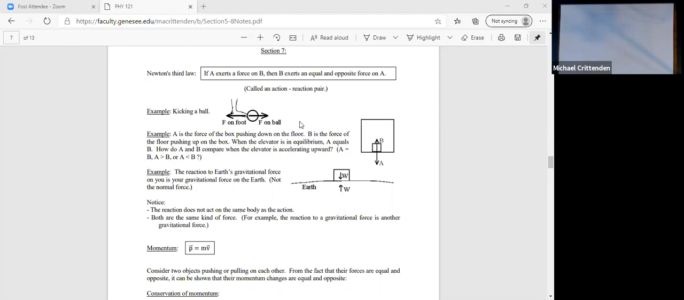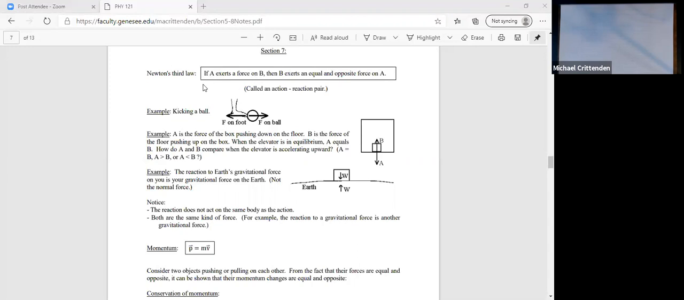You've got a box sitting in an elevator, or it could be a person. It's just boxes are so much easier to draw. So A is the force of the box pushing down on the floor, and B is the force of the floor pushing back up on the box. So box pushes on floor, floor pushes on box. That's the kind of thing that the third law is talking about.